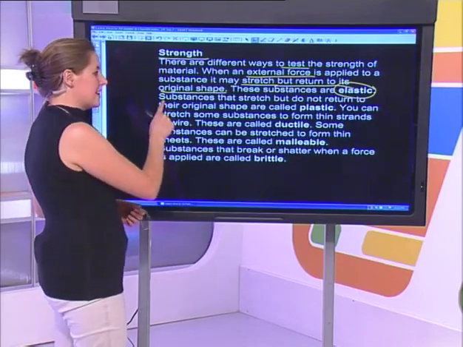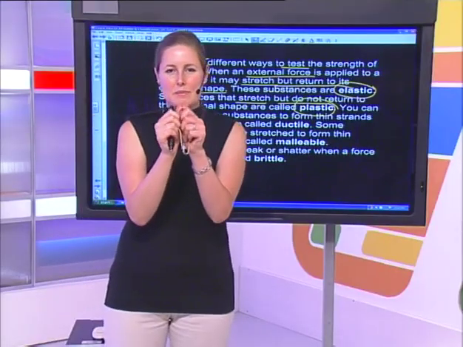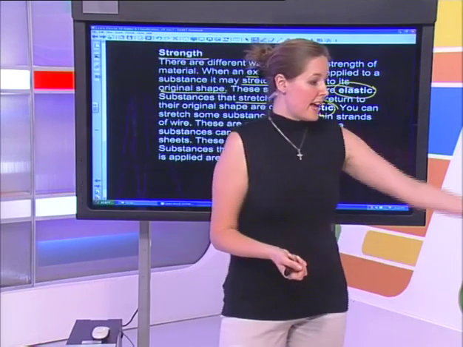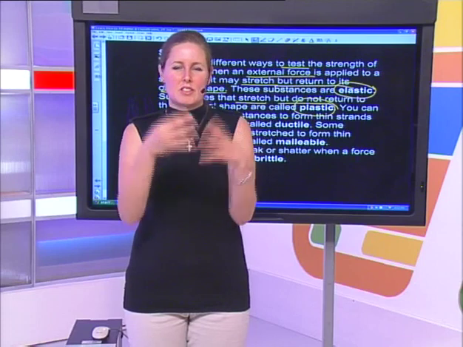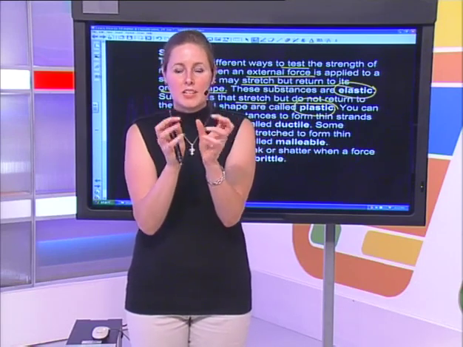Hence the name. Substances that stretch but do not return back to their original shape are called plastic. And that's a great one. If you think of a plastic bag, you can play with a plastic bag and you can stretch the plastic bag, but it won't be able to go back to its original shape. Even if you took just a shopping packet and you stretched it, it deforms and it can be stretched, but it doesn't go back to its original shape.